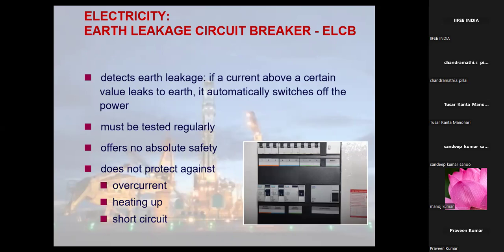It detects the earth leakage if a current is above a certain value, that is the sensitivity, 30 milliamps or more, it automatically switches off the power. It must be safety tested regularly. It offers no absolute safety.